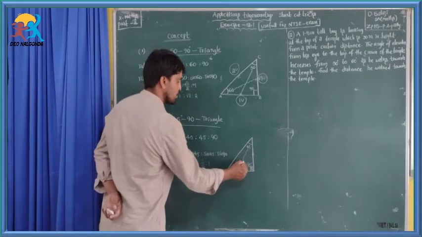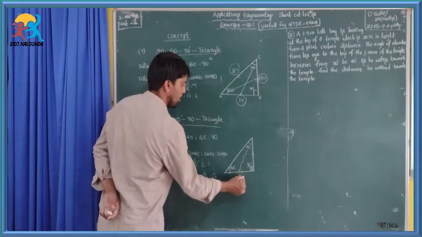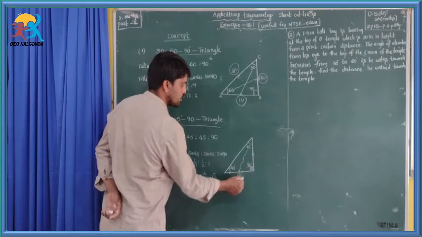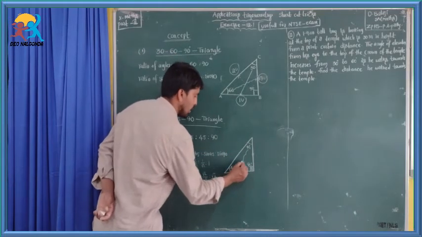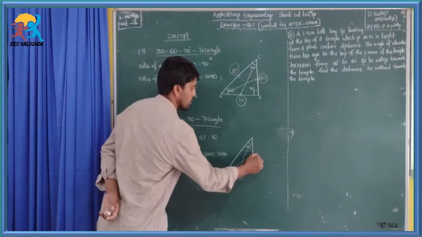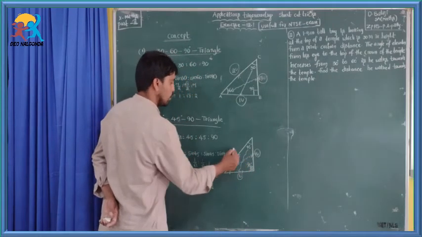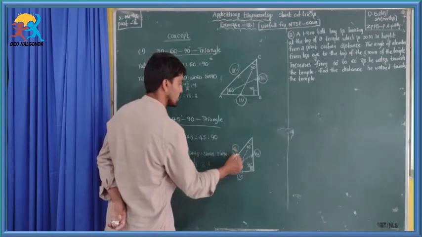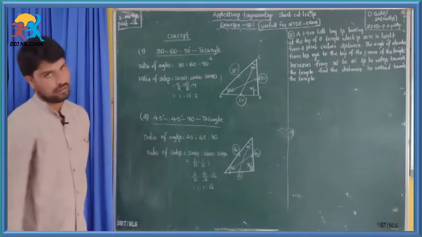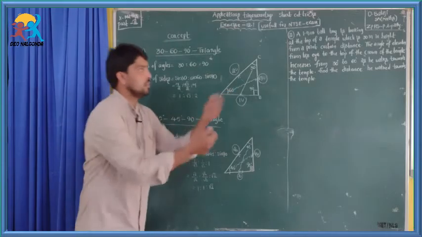What are the sides ratio? Opposite to the 45 degree angle, the side ratio is 1 unit. Similarly, opposite to the other 45 degree angle, the side ratio is 1 unit. Opposite to the 90 degree angle, the side is root 2 units. These are the concepts behind the shortcuts.